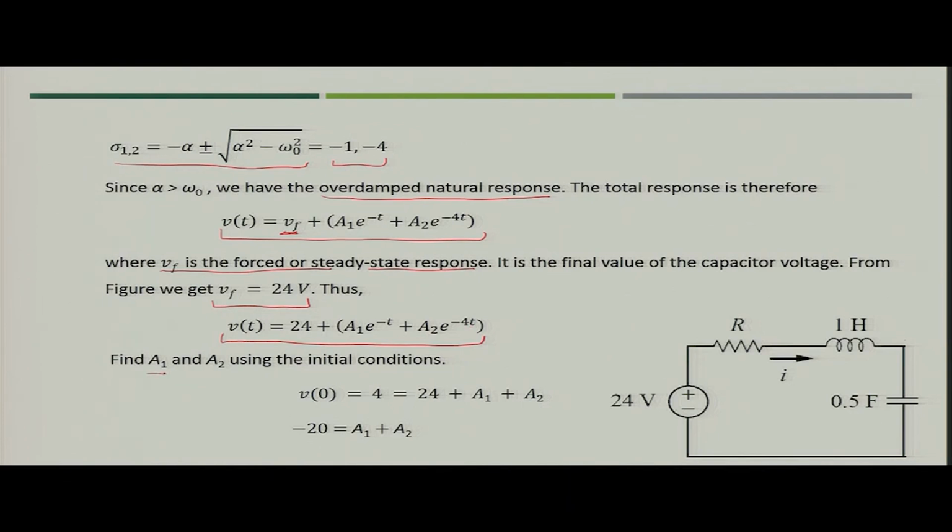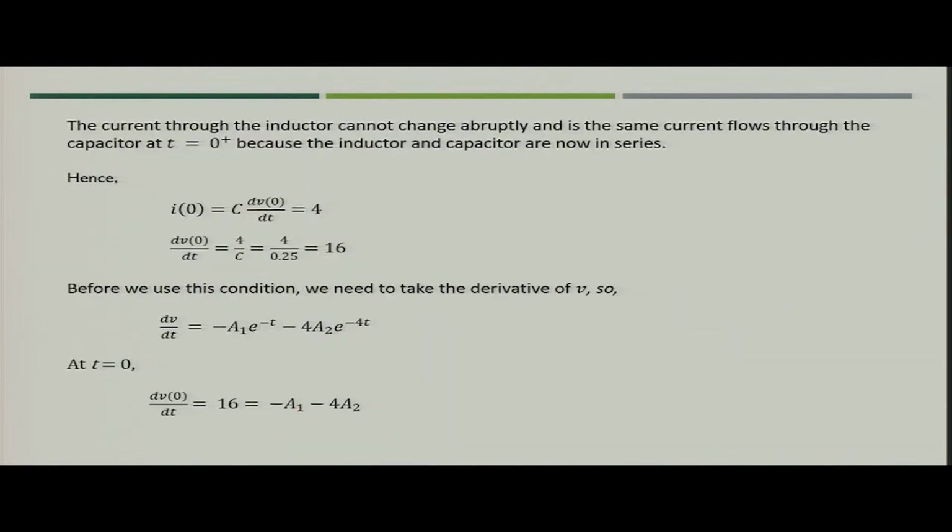Now, the next task is to find out the values of A1 and A2. From the initial condition, that is V at time t is equal to 0, we know that the value of voltage was 4 volt, which we just calculated. So, if we put t is equal to 0 in this equation, we get 24 plus A1 plus A2. So, finally, we get A1 plus A2 is equal to minus 20. This is what we get from the voltage across the capacitor at time t is equal to 0.